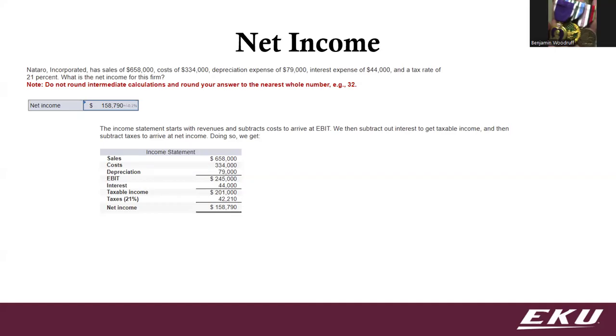We just want to go through and make sure you're comfortable working with these financial statements, right? The income statement, the balance sheet, and then the statement of cash flows, because we're going to be using those to calculate the financial ratios we need.